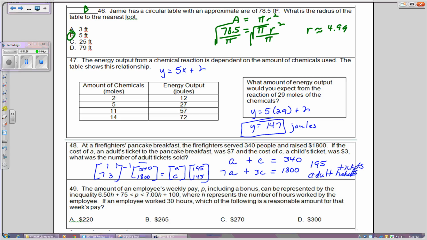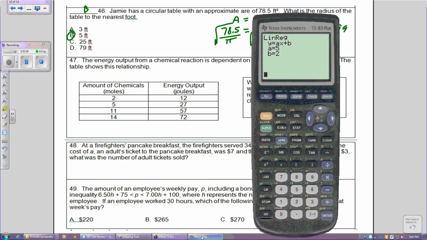Okay, and last, 49. The amount of an employee's weekly pay, including a bonus, can be represented by that inequality, where H represents the number of hours worked by the employee. If an employee works 30 hours, which of the following isn't a reasonable amount for a week's pay? So we're going to work both ends and find the answer. And then see which is reasonable, and we're going to do between a low and a high. I'm going to grab the calculator, which is going to erase the other stuff.